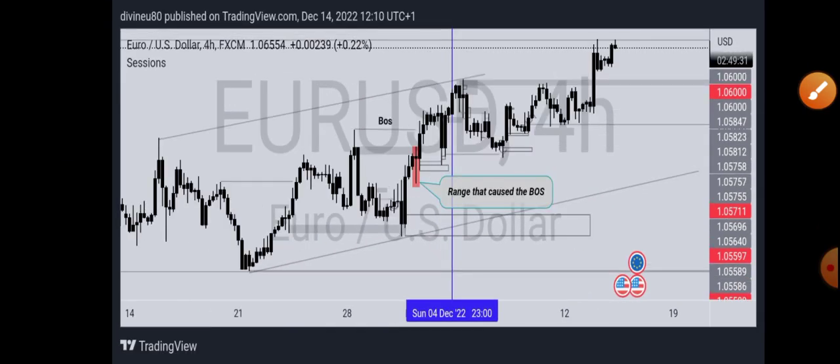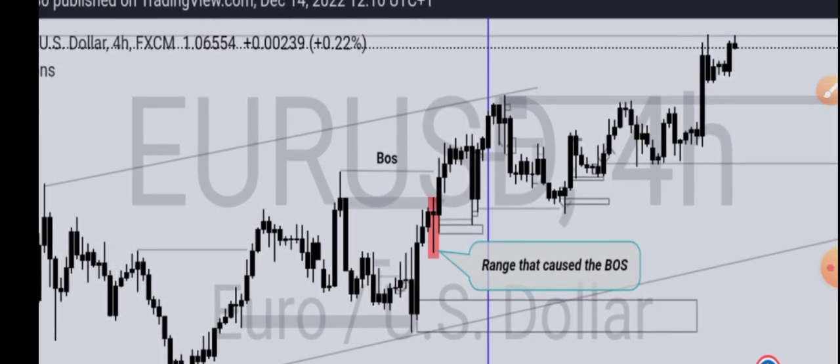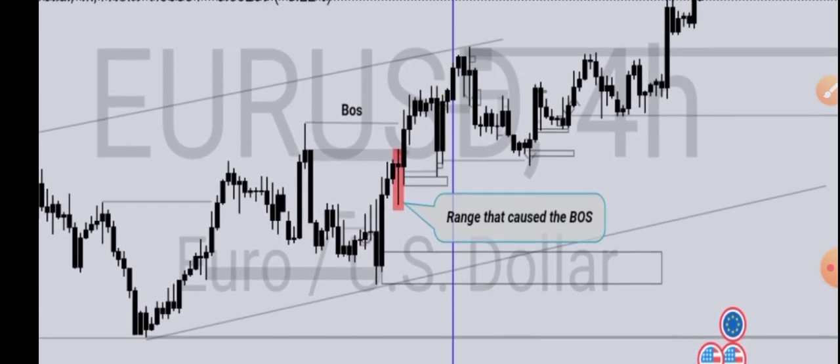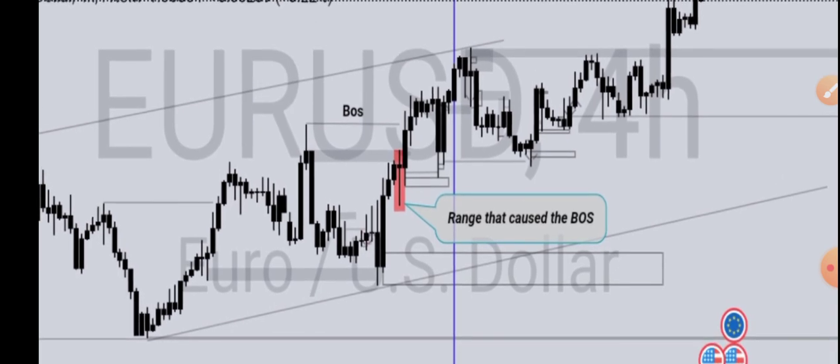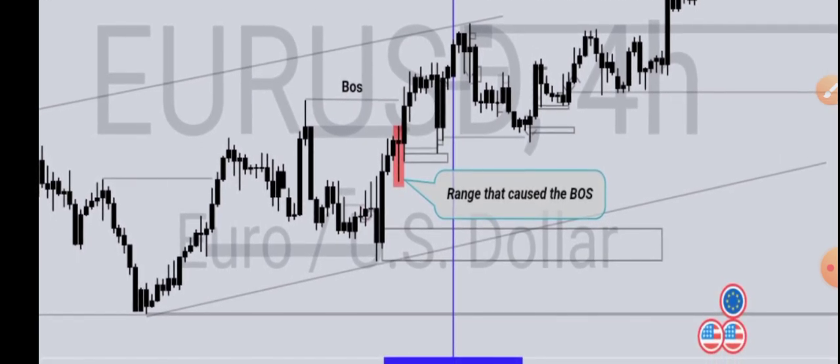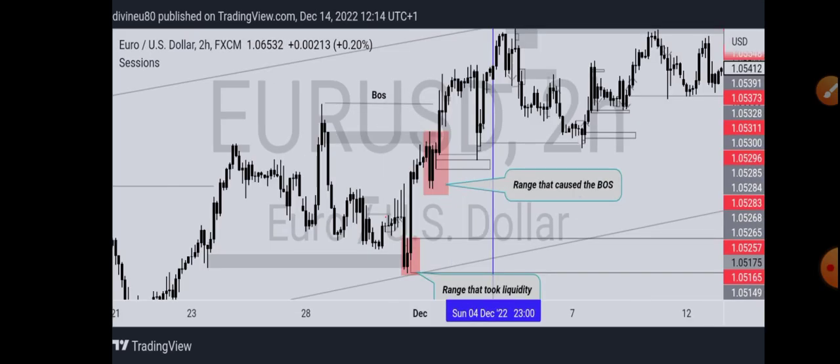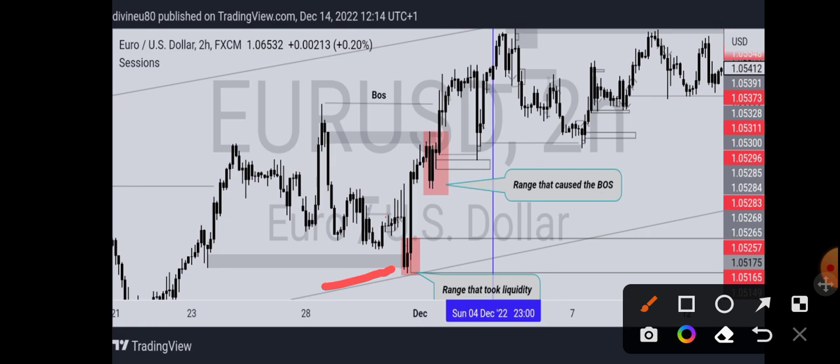As you can see now, I've marked the zone. That's my range. It says range that caused the BOS. Like I said, that's the range that caused the BOS. Then this other one, this is the range that caused it from the 2 hours time frame.